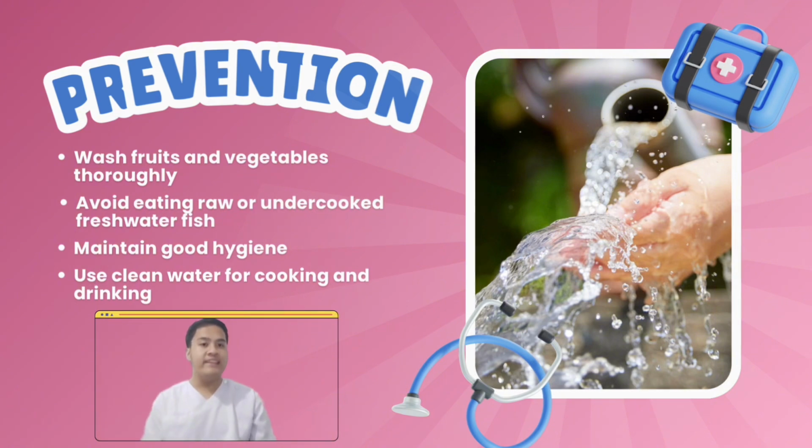Capillariasis can be prevented by carefully washing fruits and vegetables to remove any contaminated soil or water. Avoiding raw or undercooked freshwater fish is important since the parasite can live in fish. Practicing good hygiene such as washing hands before eating and using clean water for cooking and drinking also reduces the risk of infection.